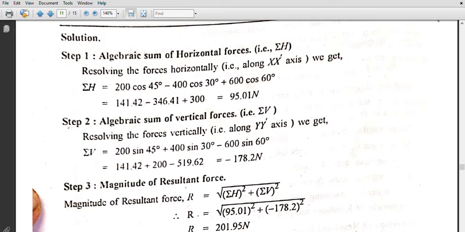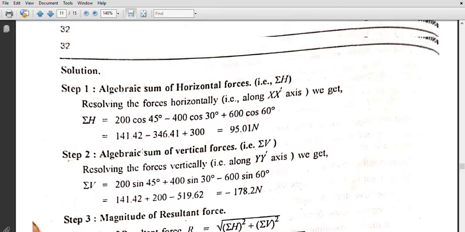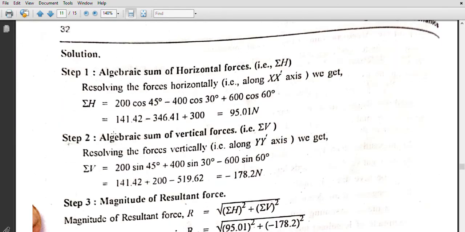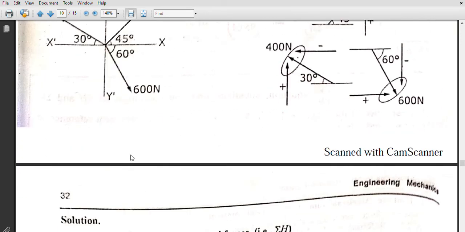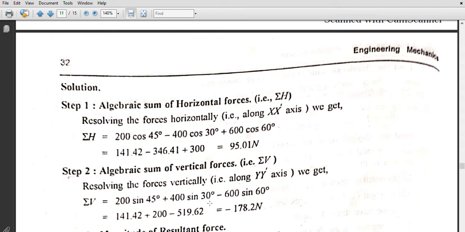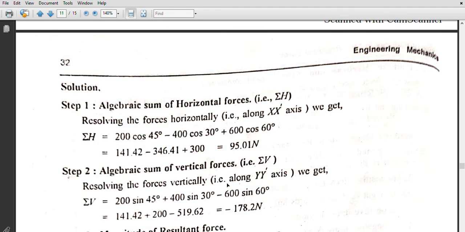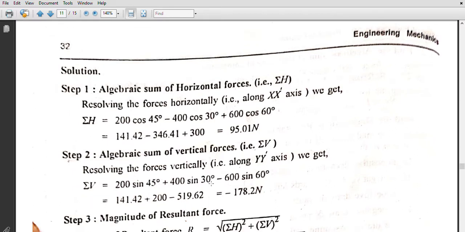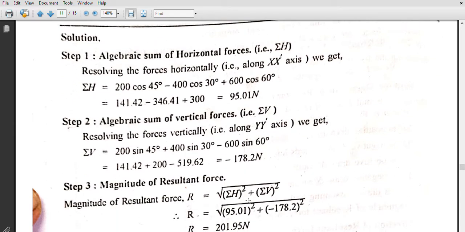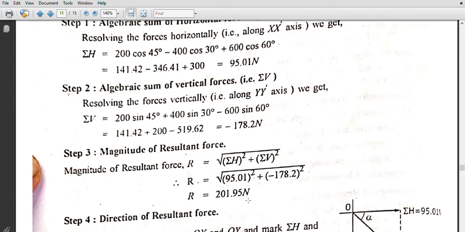For example, the 200 Newton force is acting upwards, so you have to note 200 sine 45 degree, and the 400 Newton force is also acting upwards, so 400 sine 30 degree. The 600 Newton force is acting downward, so you are measuring it as minus 600 sine 60 degree. If you solve this, you can get minus 178.2 Newton.